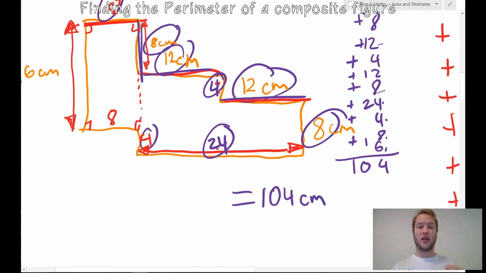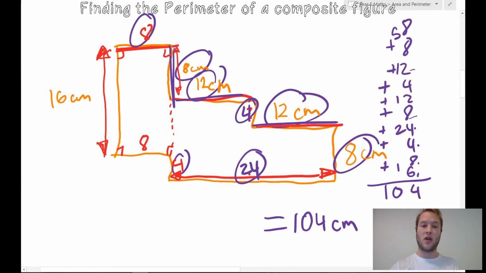Great. Hopefully that makes sense and you know how to work out missing lengths and then how to work out the perimeter on these funny looking composite shapes.